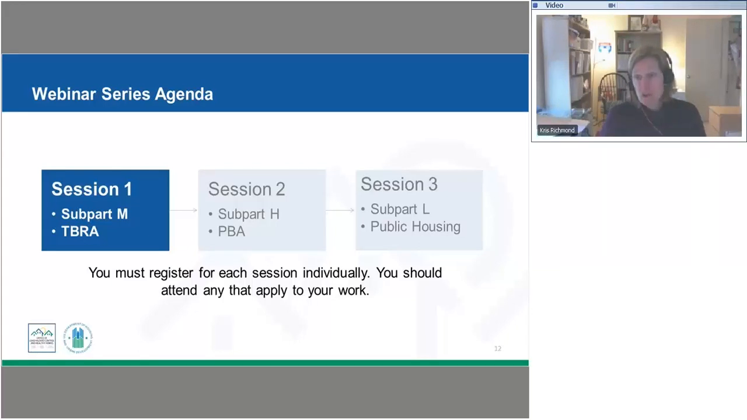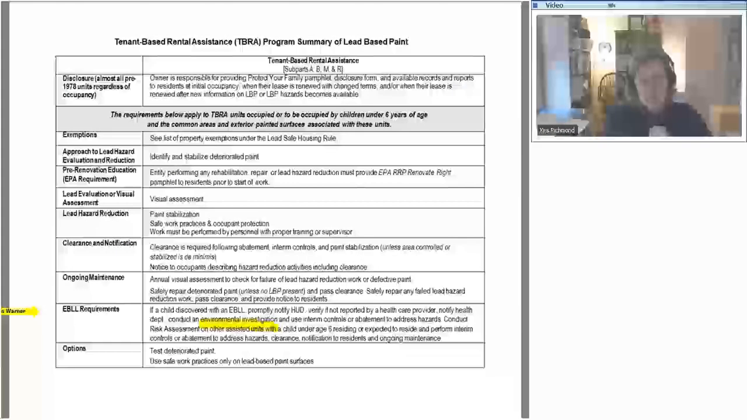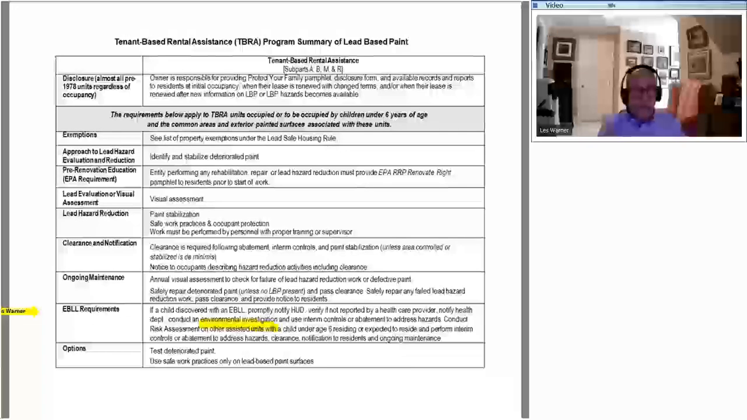But when we do get into what the kind of evaluation is, what the kind of treatment is, and what some other things are that are required specifically for H or L, that's when it'll be different than what we talked about for tenant-based rental assistance. I think the key is that each of these subparts has specifics that apply to that subpart that might not be the same as in the other subparts. Right. Yep.